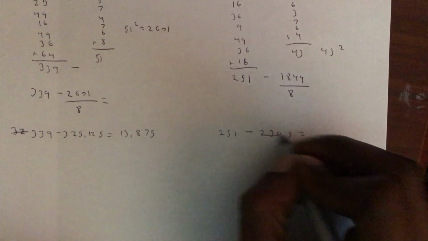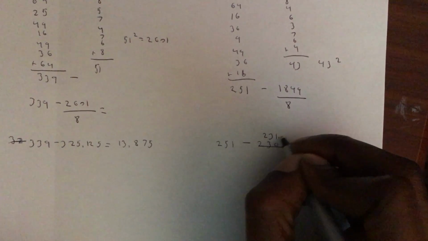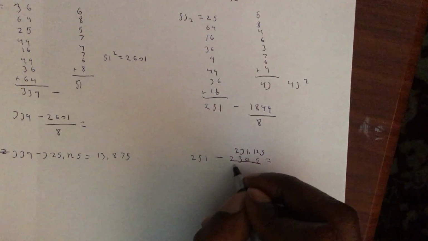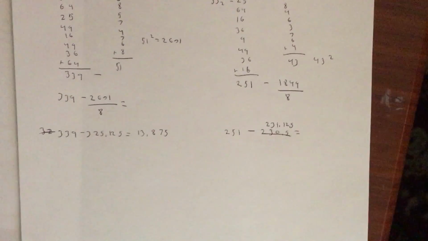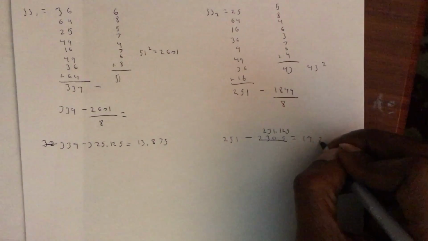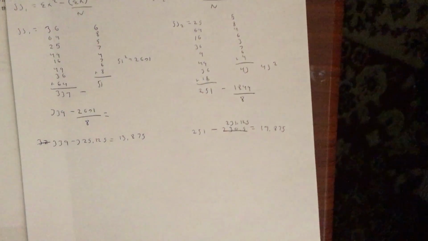Okay, I made a mistake. Over here it's supposed to be 231.125. So 251 minus 231.125 gives you 19.875. So for SS1, we got 13.875. And for SS2, sum of squares 2, we got 19.875.